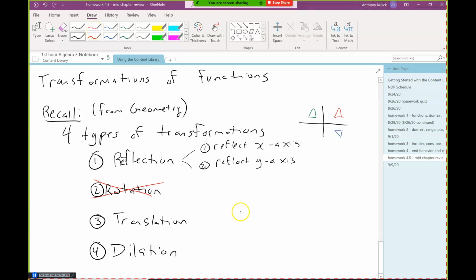For a translation, we really talked about 2 types here. We talked about shifting left or right, or shifting up or down.